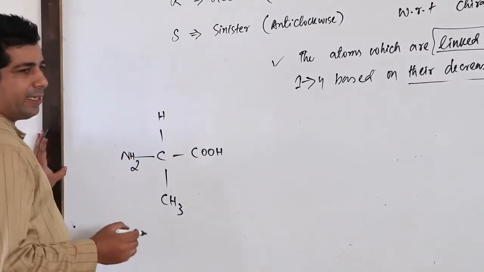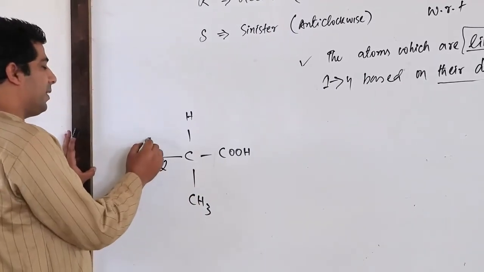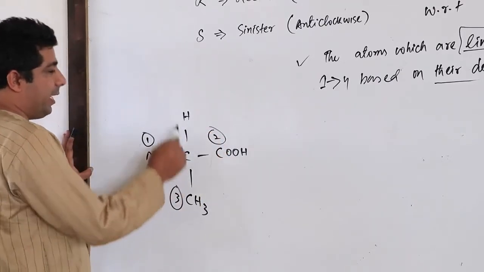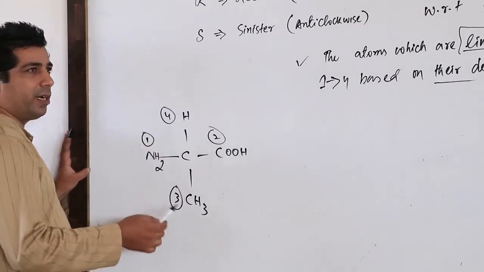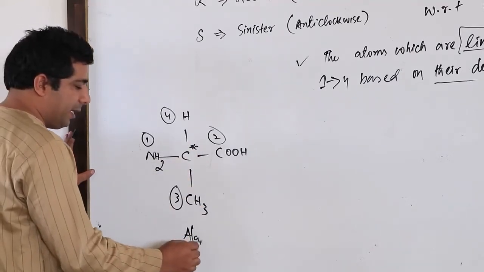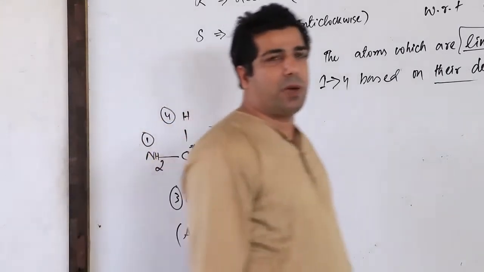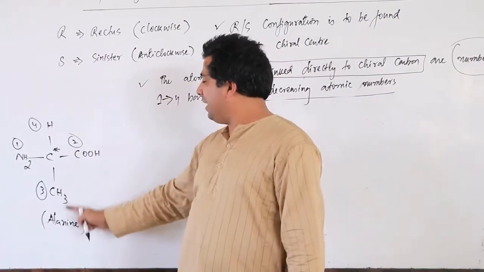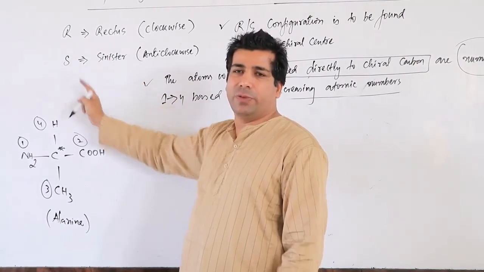We have already decided the numbers from high priority to low priority. So this will get the number 1. Carboxylic group gets number 2. This guy will get 3, and this guy hydrogen will get 4. So these are our priorities or numbering for these 4 groups which are around the chiral carbon in the alanine amino acid. Now after giving the numbers from 1 to 4, we have to find out whether this alanine has R configuration or S configuration. We have to decide now.